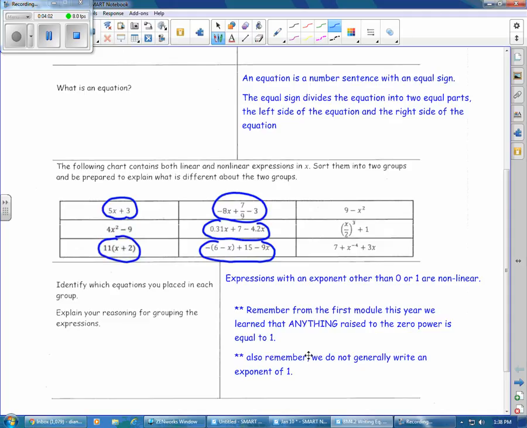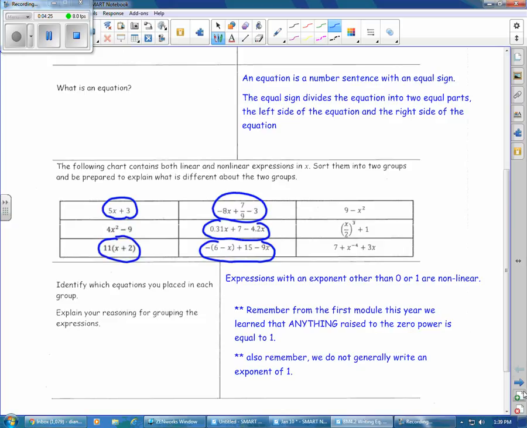Remember from the first module this year, we learned anything raised to the 0 power is equal to 1. Also remember, we generally don't write an exponent of 1. We could, on all of these expressions, write an exponent of 1. The reason I'm cautioning you of that is if you see something that has an exponent of 0 or an exponent of 1, it is, in fact, linear.